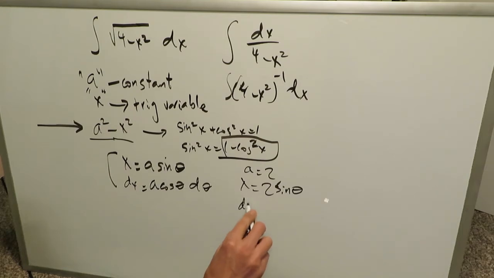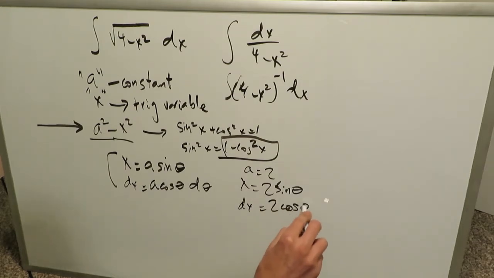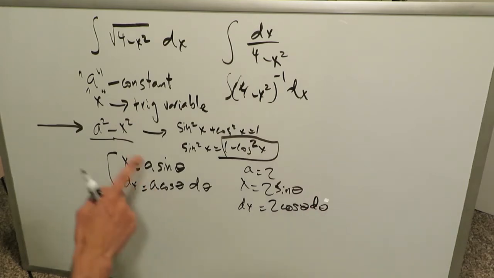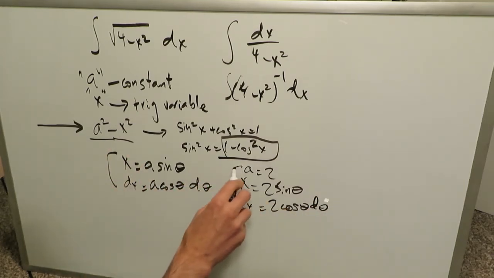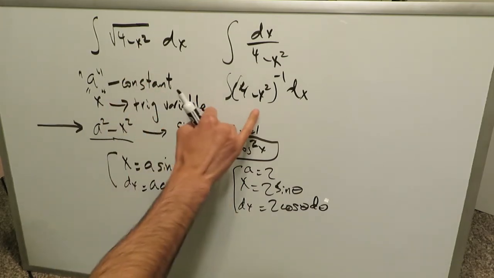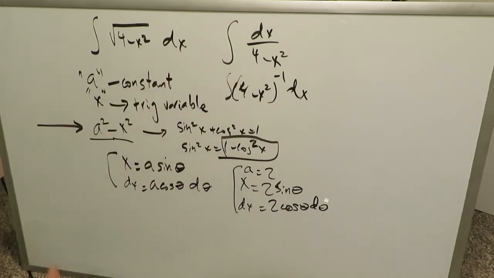Then dx will be 2 cosine theta d theta. All of this has led to these items over here. Then you see these items over here, they'll somehow play into this expression or this expression. These are just hypothetical examples. Let's look over here. You have a 4, which is really a 2 squared, right? But we'll keep it a 4.